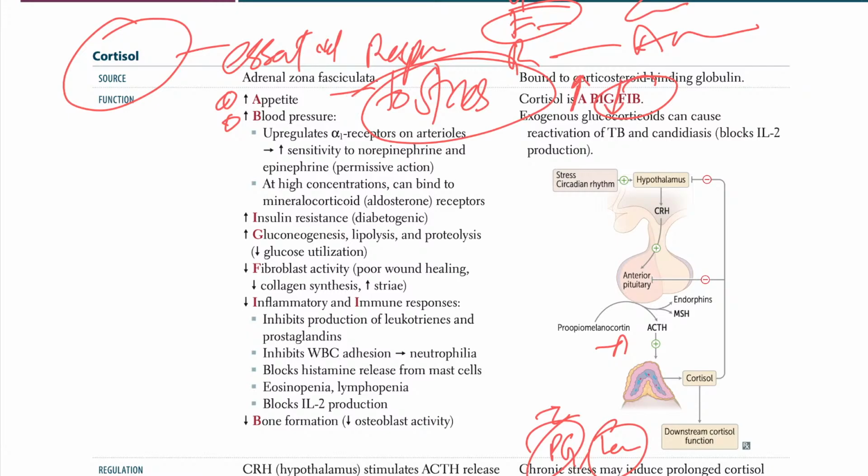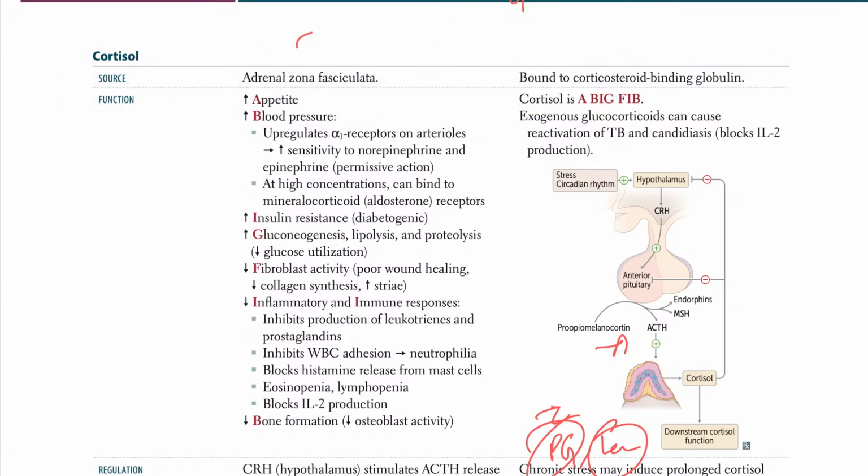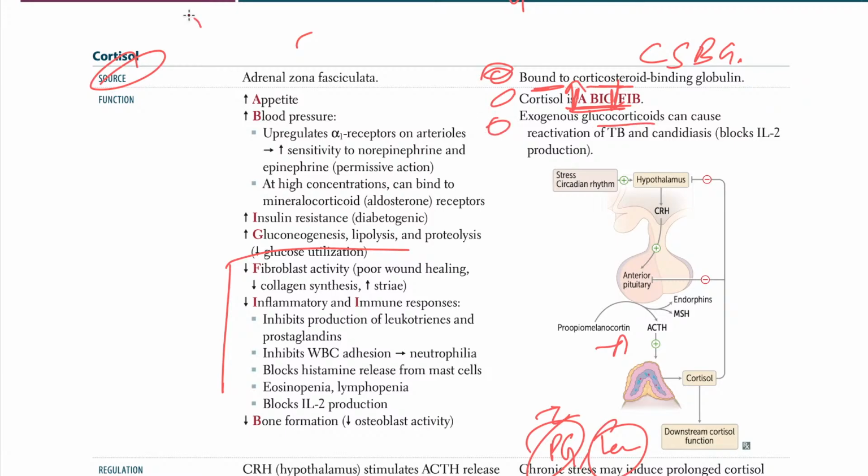Essential. Okay, going back at this cortisol, it is bound to corticosteroid binding globulin. Okay, cortisol is a big fib, but it is increased and that fib is decreased, and you have seen that here. Exogenous glucocorticoid can cause, if you give someone from outside exogenous glucocorticoid, it will cause reactivation of tuberculosis.